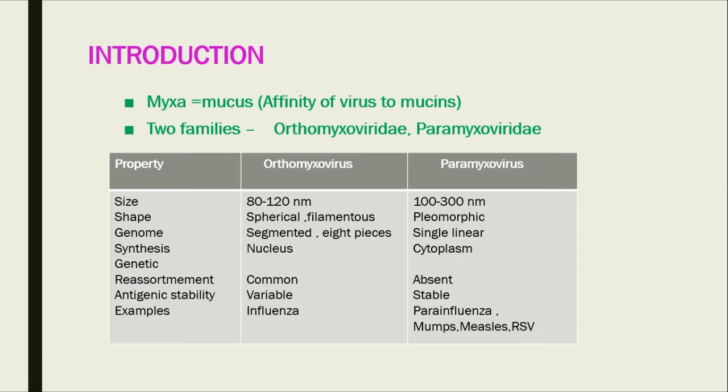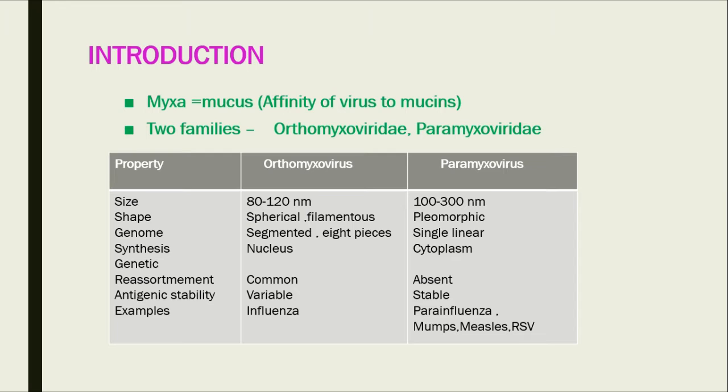The dimensions for Orthomyxovirus range between 80 to 120 nanometers. In paramyxovirus, it is 100 to 300 nanometers. Orthomyxovirus is more spherical in nature. Sometimes it can also appear in filamentous form in case of a high rate of infection. Usually paramyxovirus shows pleomorphism. They won't stick to one particular shape. They always follow a complex symmetry in terms of their structure.